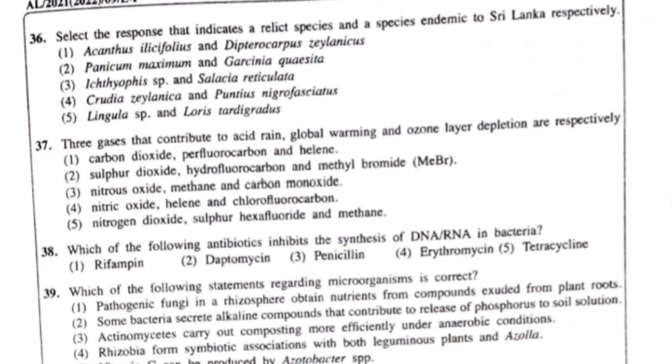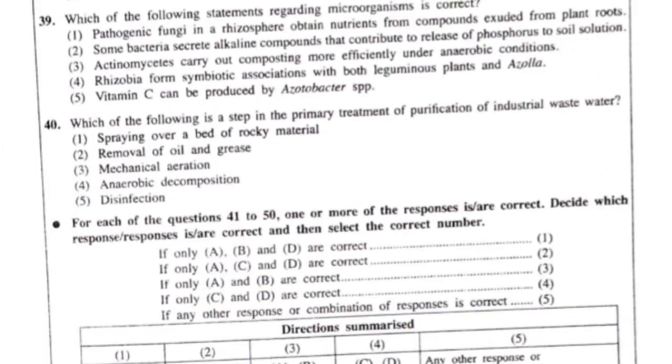Third statement is wrong, because actinomycetes will carry out composting more efficiently under aerobic conditions, not anaerobic conditions. Fourth statement is wrong, because rhizobia form symbiotic associations with leguminous plants, and azolla forms symbiotic associations with anabaena. Then fifth statement is wrong. Vitamin C is produced by Acetobacter, not Azotobacter. It should be Acetobacter with a C.